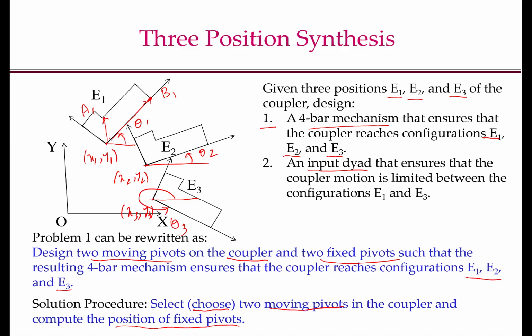I hope that it is clear to everybody that once I know A1 and B1 in the coupler reference frame, I can use simple vector addition to get OA1 and OB1. It means that I know the moving pivots in the global frame, or my moving pivots are specified in the global frame after I make the choice of the moving pivots.